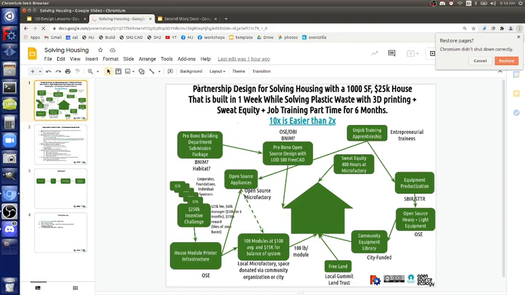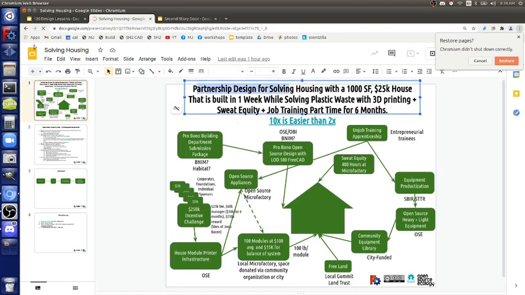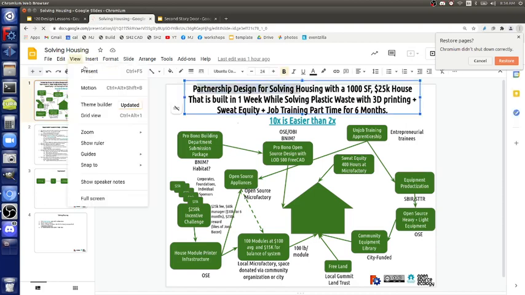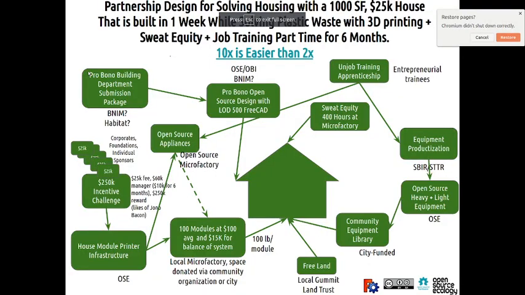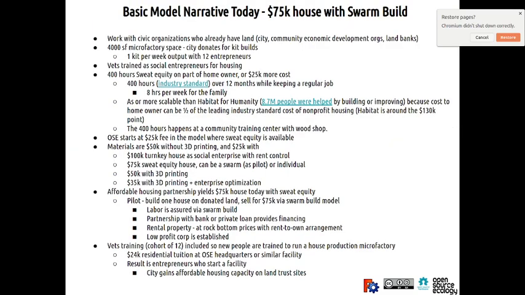So this is, how do we design a partnership? Let's go through this. How do you design a partnership to line it up to solve housing with a 1,000 square foot, $25,000 house that still is built in 1 week? We're cheating on that because that's after you have the modules. While solving plastic waste with 3D printing, sweat equity plus job training part-time for 6 months. I won't go into those details. Okay, concept. Next page.